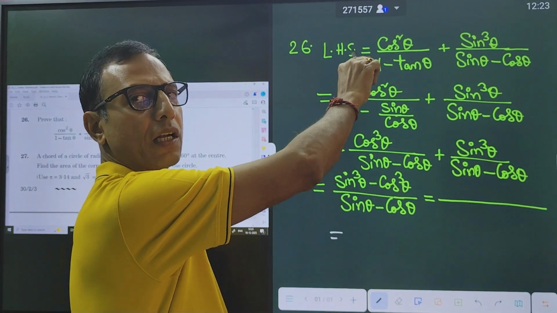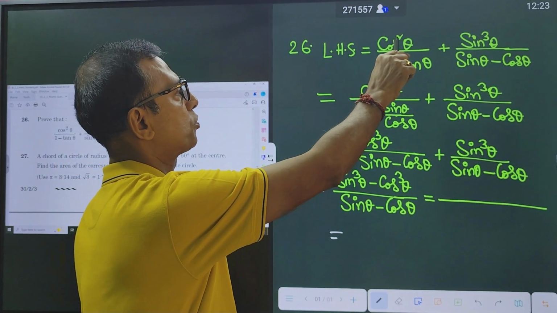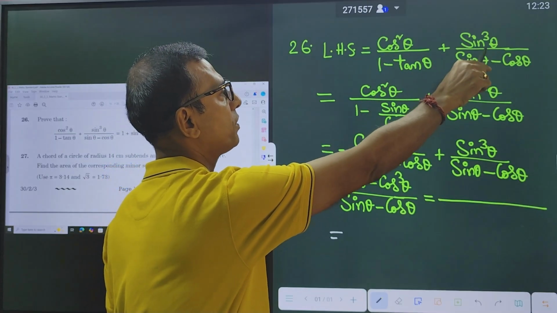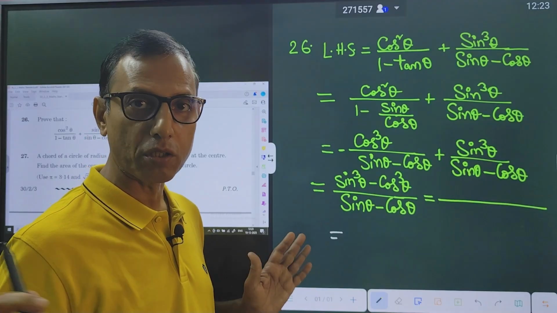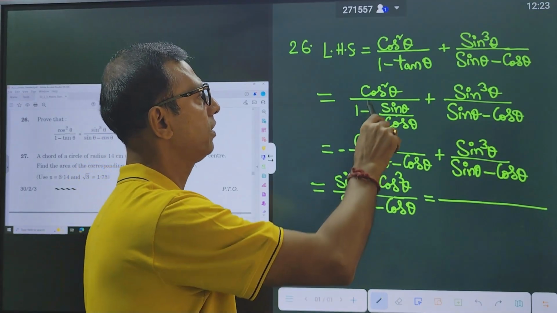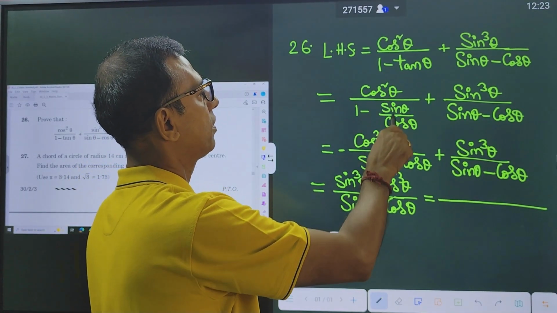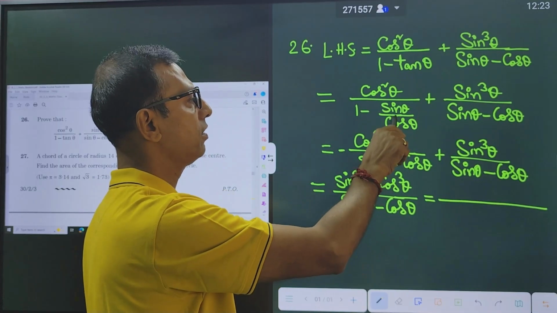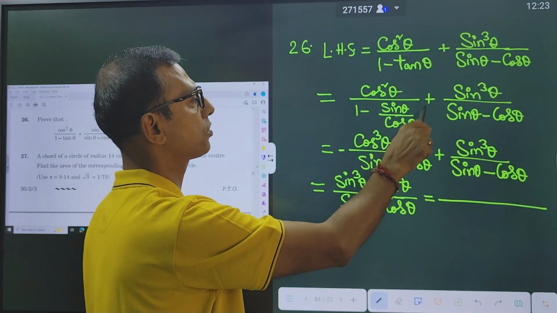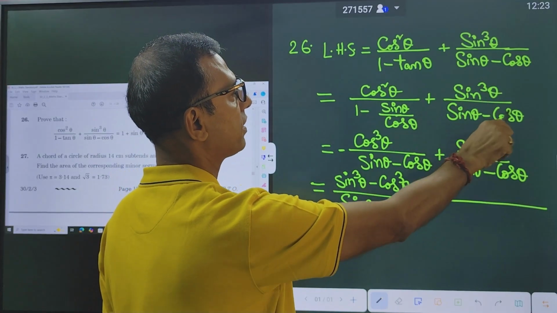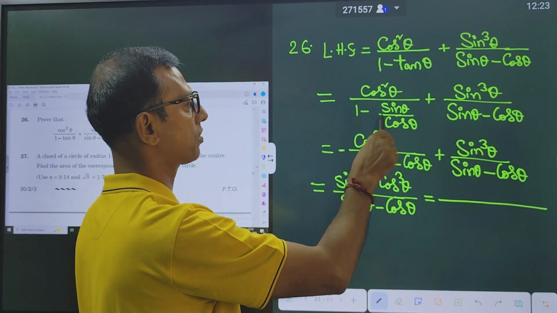So we have started from the left hand side: cos square theta by 1 minus tan theta plus sin cube theta by sin theta minus cos theta. Always start from the complicated side or the bigger one itself, right? Then tan theta equals sin theta by cos theta. So cos square theta by 1 minus sin theta by cos theta plus sin cube theta by sin theta minus cos theta. Then you just convert it.